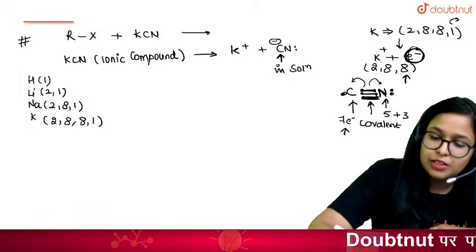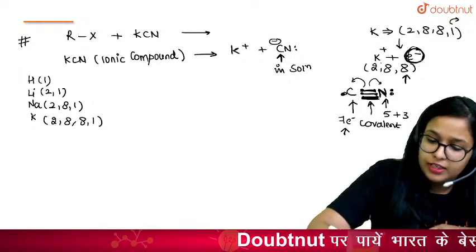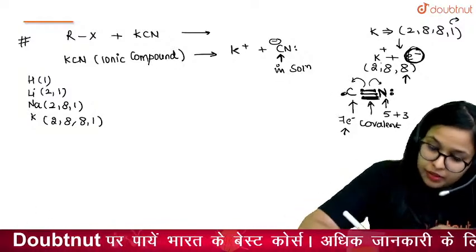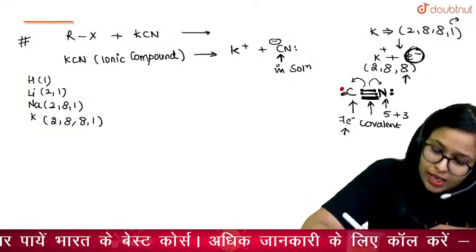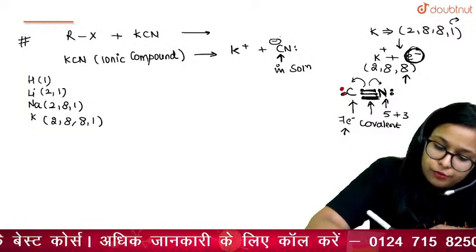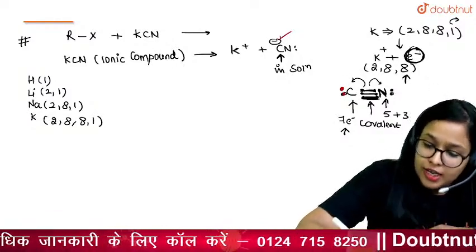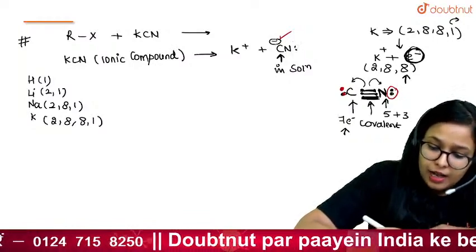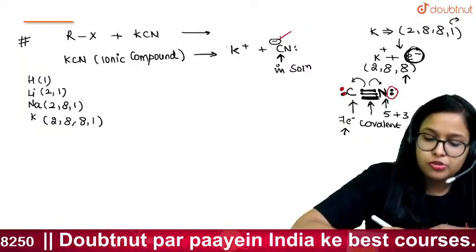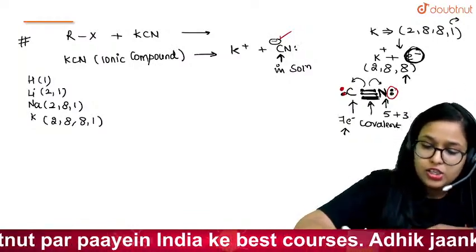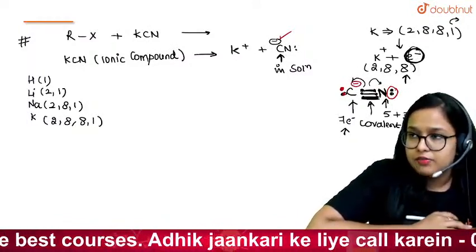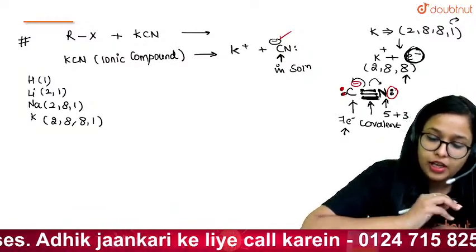Because potassium has converted itself into a K positive ion, the electron lost is taken by the carbon atom, and carbon now has 2 electrons, and these 2 electrons are shown in the form of a negative charge. Nitrogen has 2 lone pairs, and carbon has a lone pair which is shown in the form of a negative charge, and whenever carbon takes one electron, a negative charge is developed on carbon.